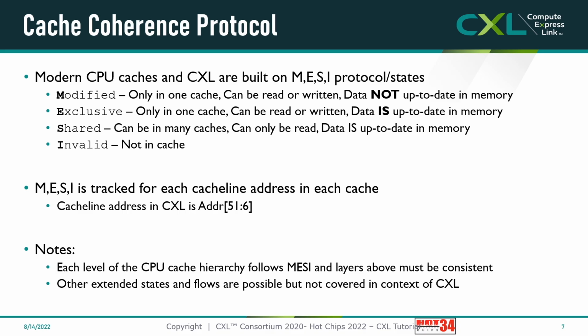Now, MESI states are tracked for each cache line. Cache line address in CXL is bits 51 down to 6. We have 52 physical address bits, and the lower address bits are aligned to the 64-byte cache line, so the lower address bits are unused in the context of the cache coherence protocol. Each level of the CPU cache hierarchy needs to follow the MESI protocol, and the layers above must be consistent. I'm talking about this today mostly in the sense of a flat protocol, but there are additional levels of complexity as you build up layers of coherence protocol. Other extended states are possible on top of MESI, but the CXL protocol only covers the base MESI protocol.